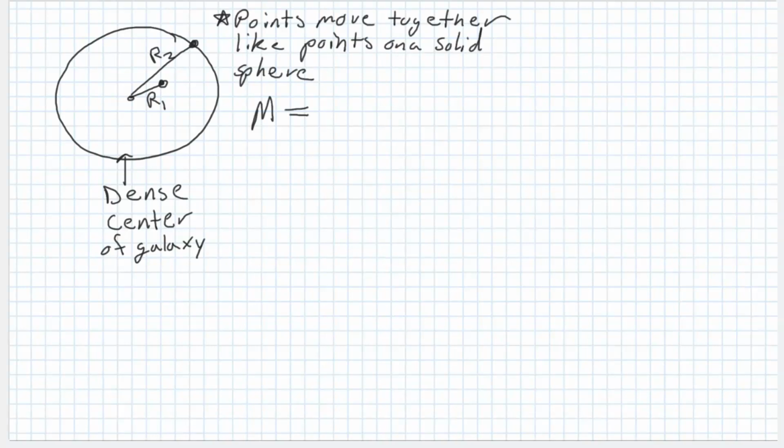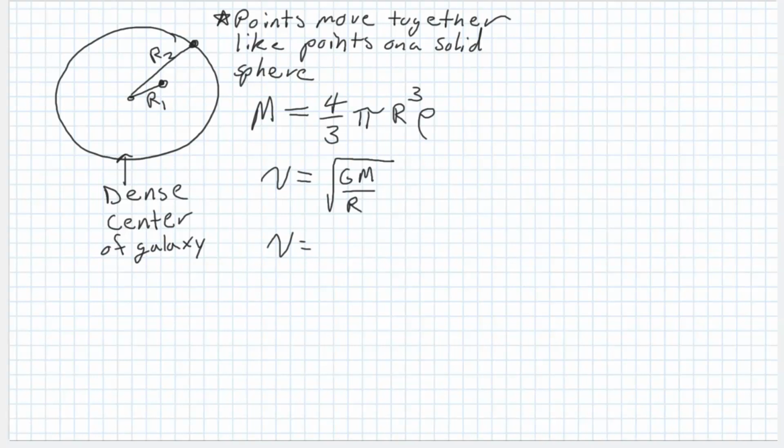Okay, so we know that the mass of the dense center of our galaxy is equal to the volume of the dense center of our galaxy, and because it's a sphere, 4/3 pi r cubed is our volume, times the density of that dense center of our galaxy. And so the speed of our point is equal to the square root of GM over r, meaning that the speed of a point in the dense center of our galaxy is the square root of the volume, 4/3 pi r cubed, times the density of the dense center, times the gravitational constant, divided by the distance to the center of our galaxy.